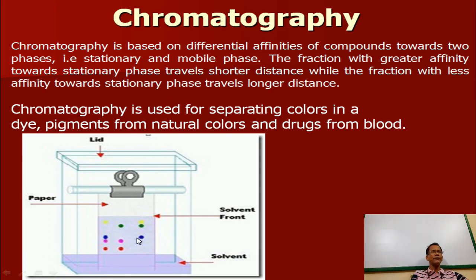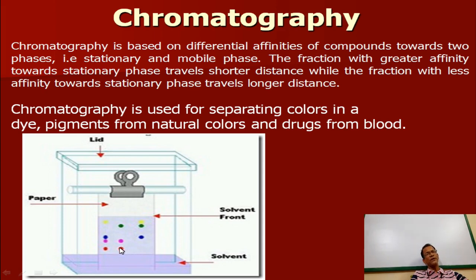In this diagram you see a green, blue and red color mixture is taken on the paper at the bottom of the paper. When the paper touches the solvent, the solvent moves along with the different components. On the basis of their adsorption capacity, they will be separated. You see the green color, its adsorption capacity is very less, so it moves faster compared to blue and red. The adsorption of red color on the paper is very high, that's why it remains at the bottom.